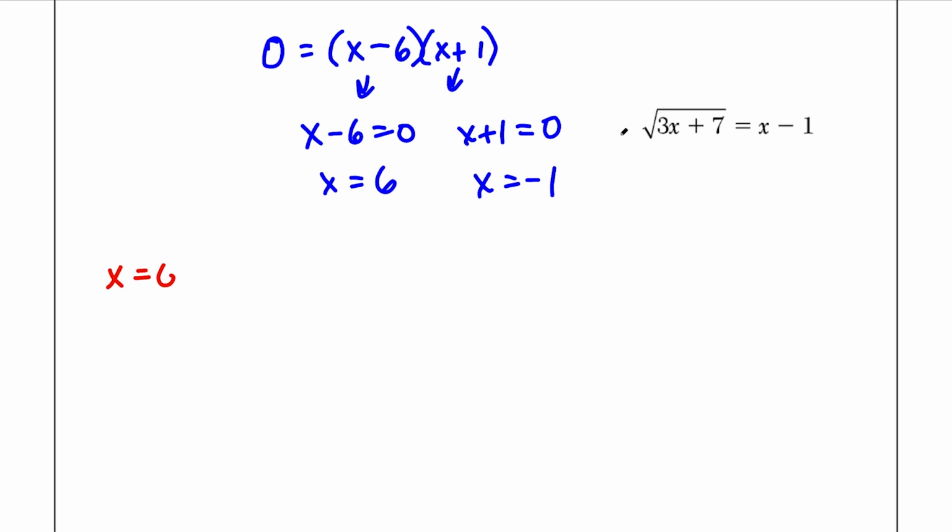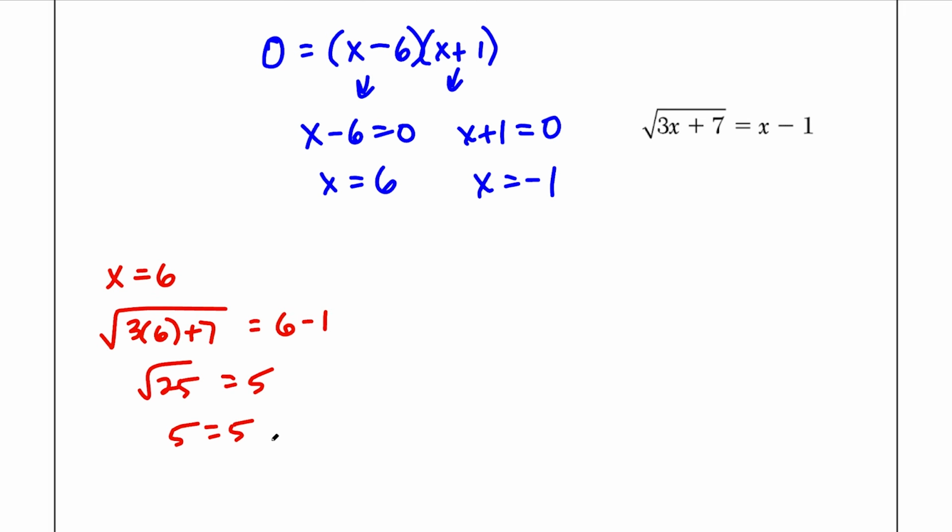When x equals 6, we plug into the original equation, and we're going to have the square root of 3 times 6 plus 7, and we're setting this equal to 6 minus 1. Let's see if this works out. That's going to give us 18 plus 7, which is 25. And now we have the square root of 25 equals 5. 5 equals 5, so this checks out. So x equals 6 is definitely a solution.